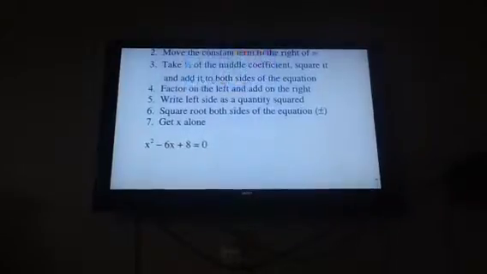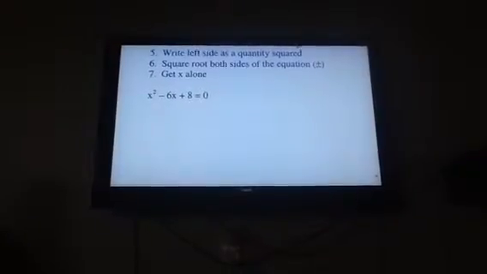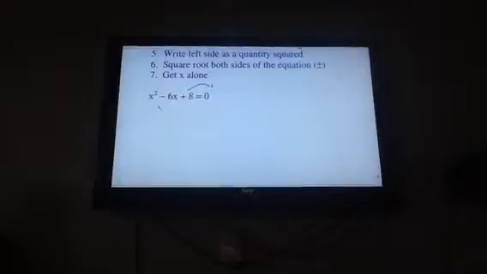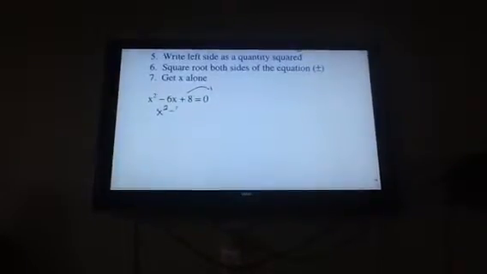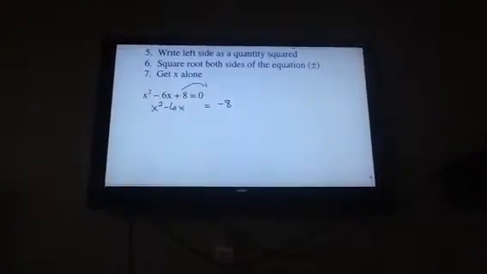Coefficient of the x squared term must be 1. It is. Move the constant term to the right side of the equal sign. So that means move that 8 over, so we're going to subtract it. When you do that, leave a little space after that linear term, after the x term.